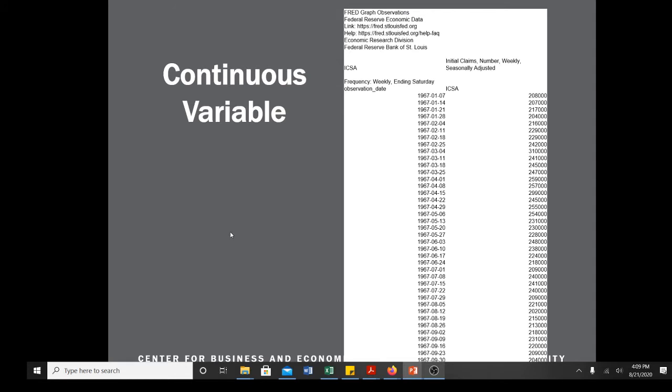So let's just go through some examples of these. This is a continuous variable. It's initial jobless claims, weekly, seasonally adjusted by the Bureau of Labor Statistics. It is reported weekly back to January 1967 all the way through August of 2020, which is the first time we're taping this. And so this is a continuous variable because it's tracked over time.